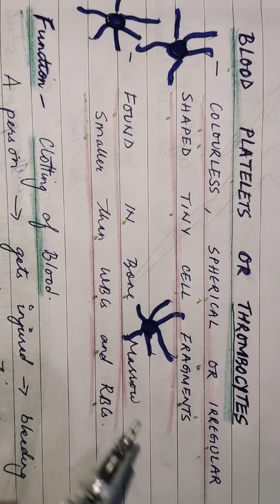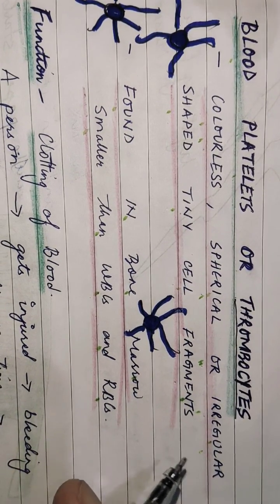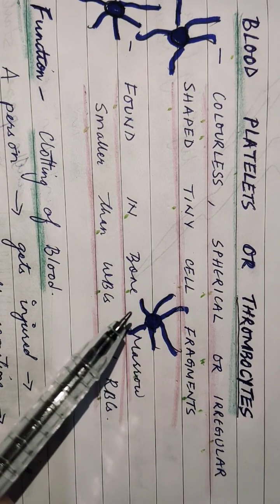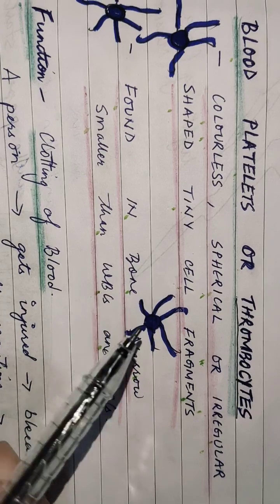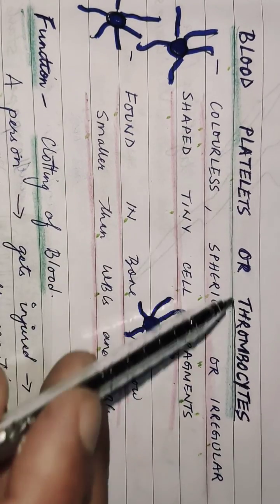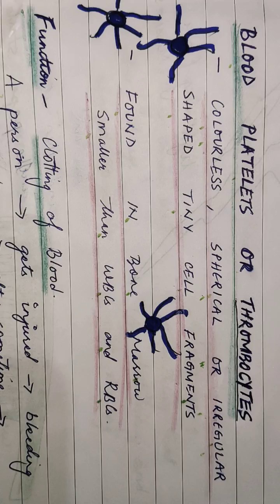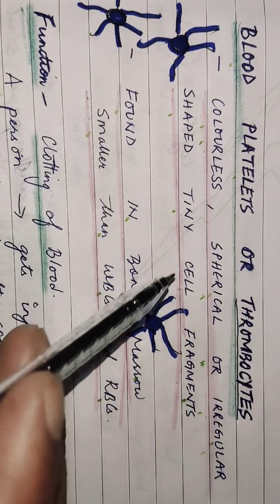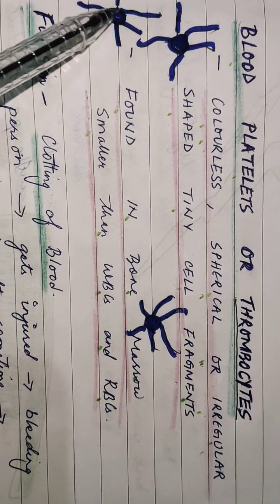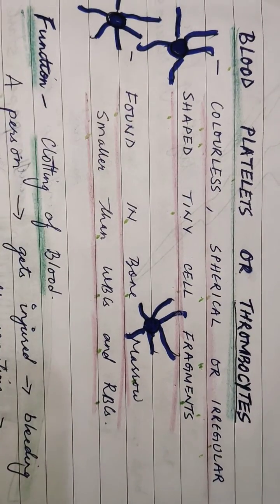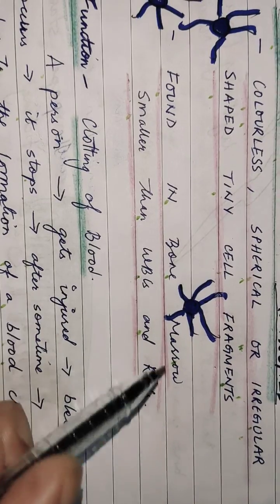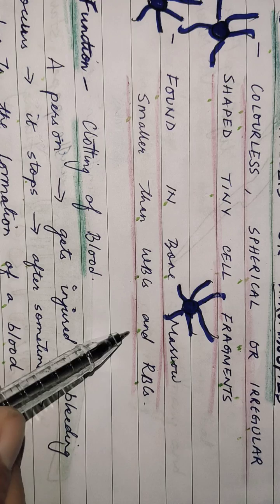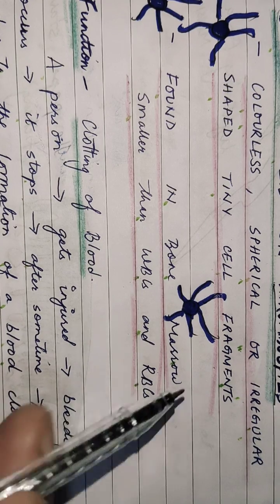Good morning, class. We have already completed the two cellular parts, that is RBCs and WBCs. Today we are going to the third one, that is known as blood platelets or thrombocytes. So let us understand. It's colorless, spherical or irregular shaped tiny cell fragments. So this is colorless, but to make it nice, I've just colored it blue. Found in bone marrow. I've explained to you that it is smaller than WBCs and RBCs, much smaller than that.